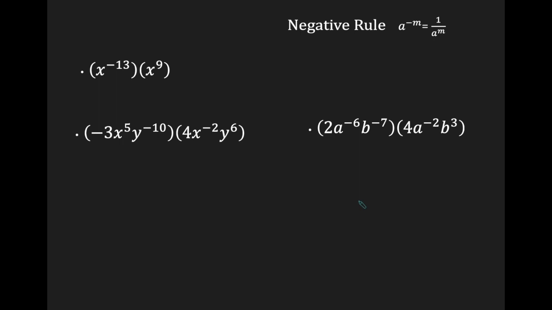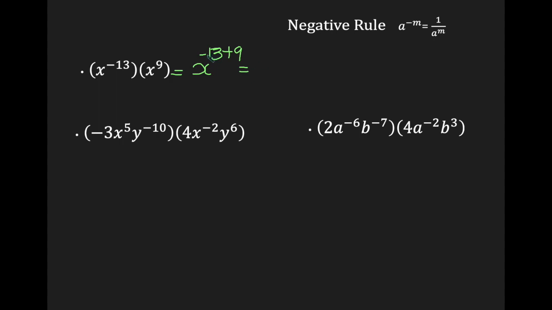Now, whenever I teach the laws of exponents, I try to sprinkle in the negative rule as we go along. So here I have x to the negative 13, and I'm multiplying by x to the 9th power. Now my bases match, so I'm going to keep my base of x, and I'm going to add negative 13 plus 9.